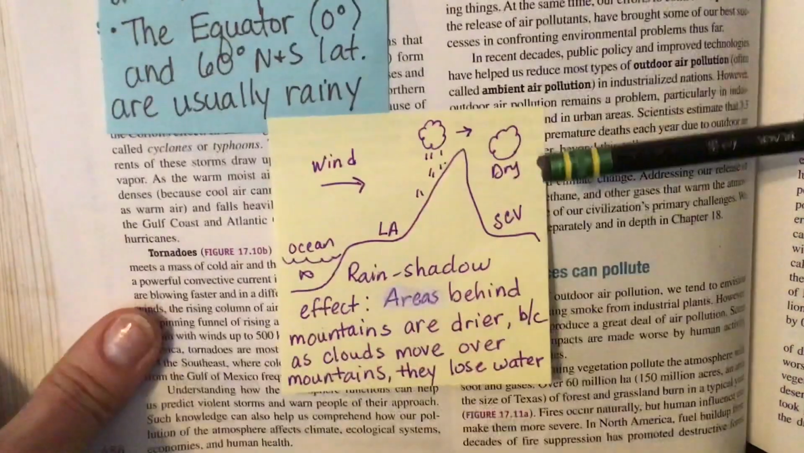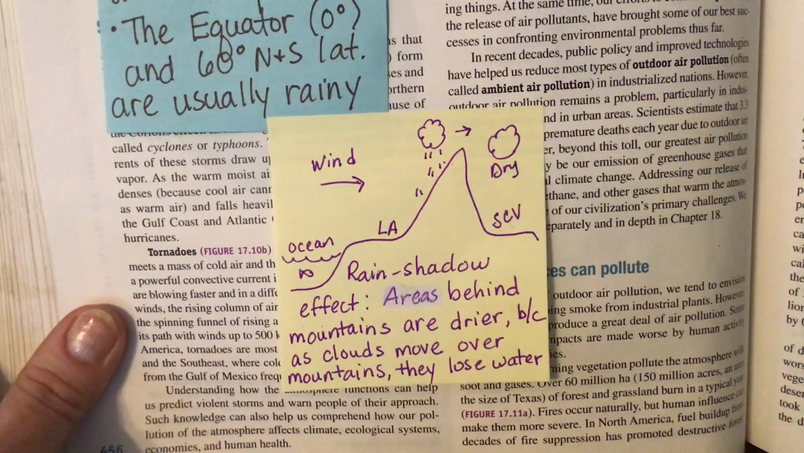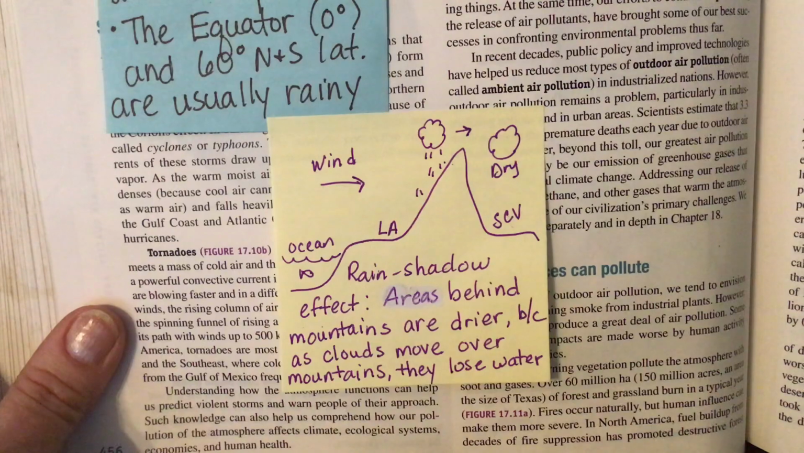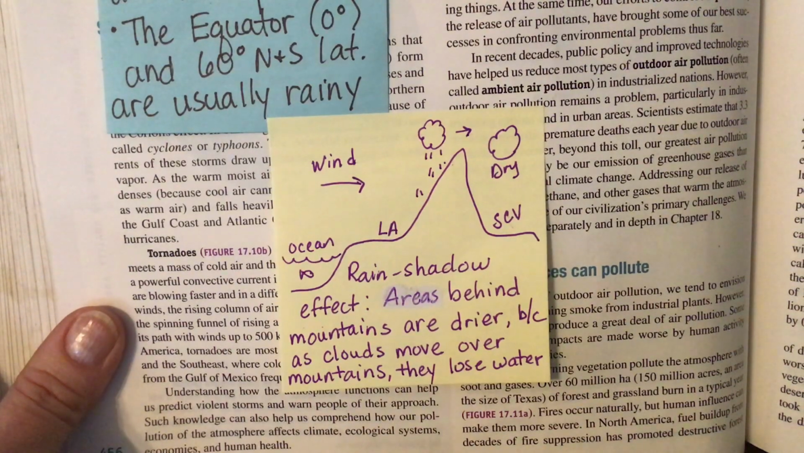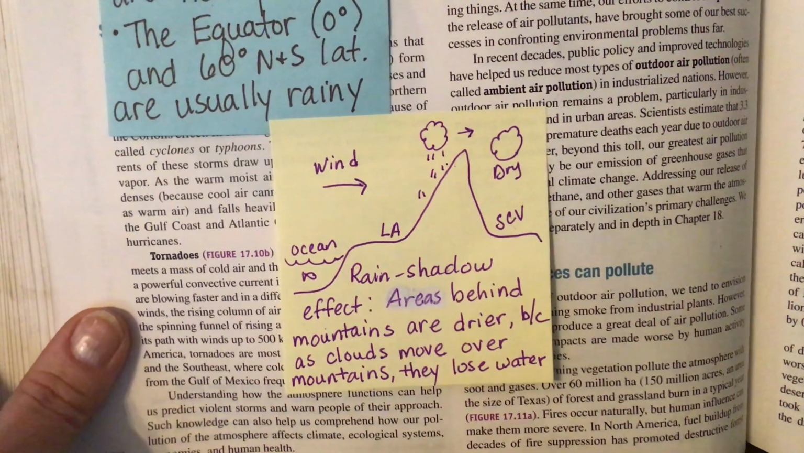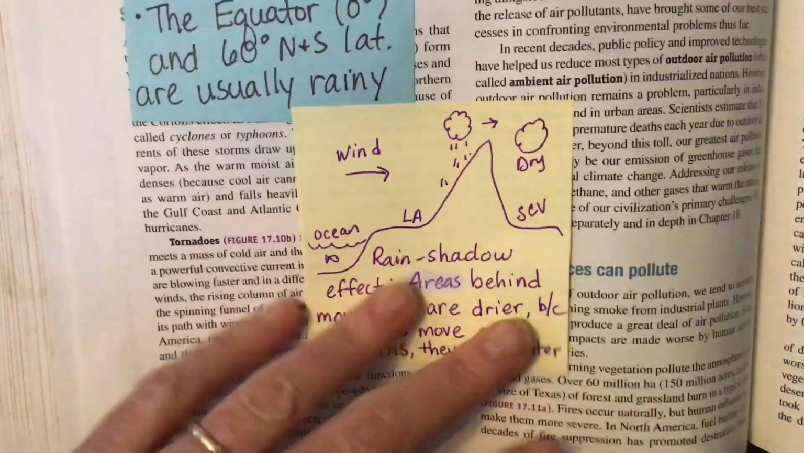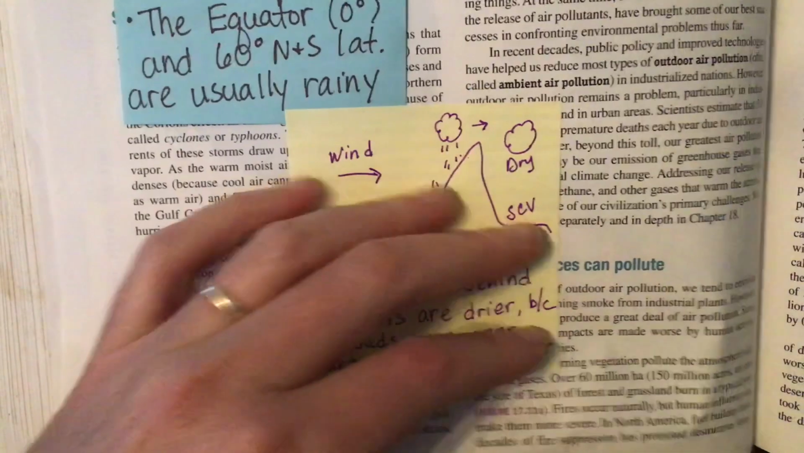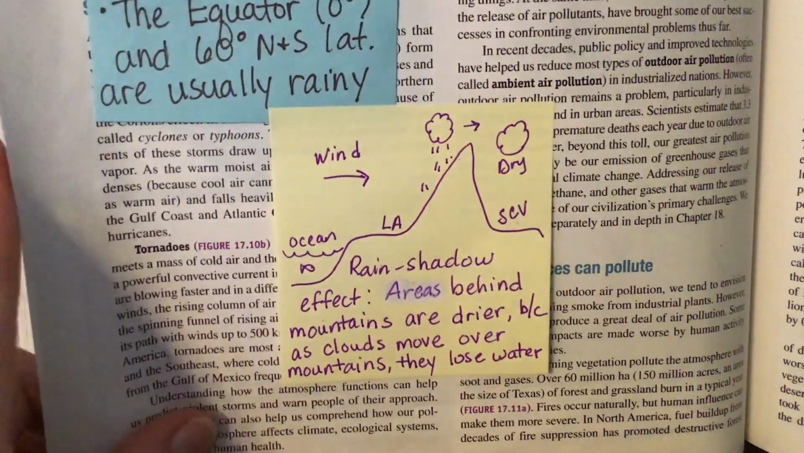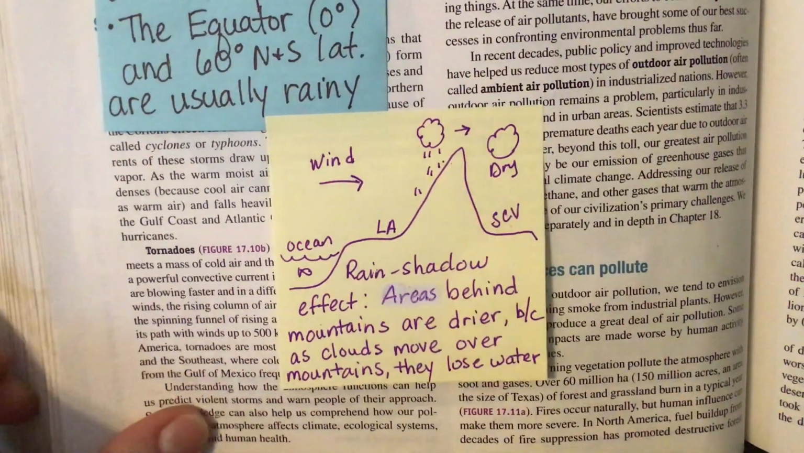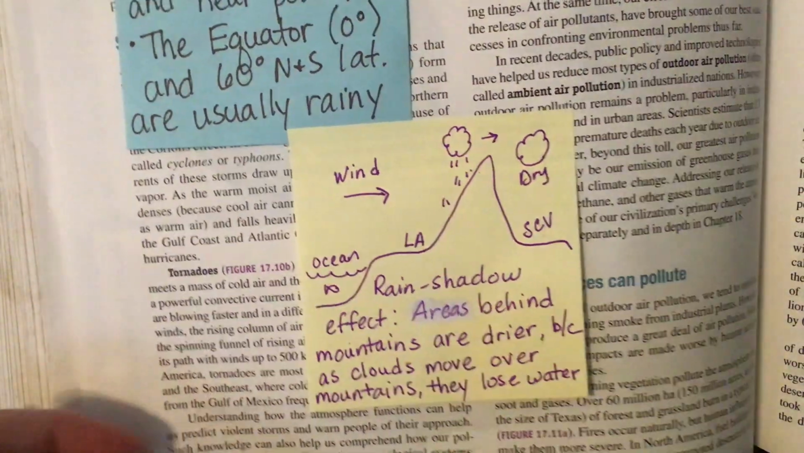big old desert. And it is caused by the rain shadow effect from these mountains, the Sierra Nevada mountains. So the rain shadow is something you have to know as well. So a couple of things cause deserts, being at 30 degrees north and south latitude, and the rain shadow effect.